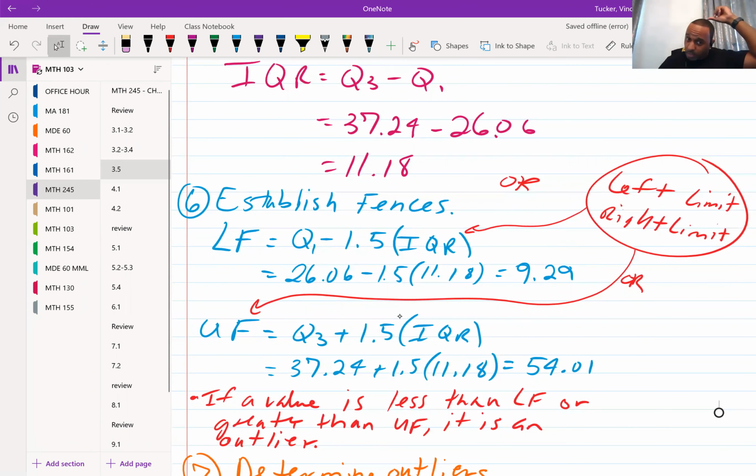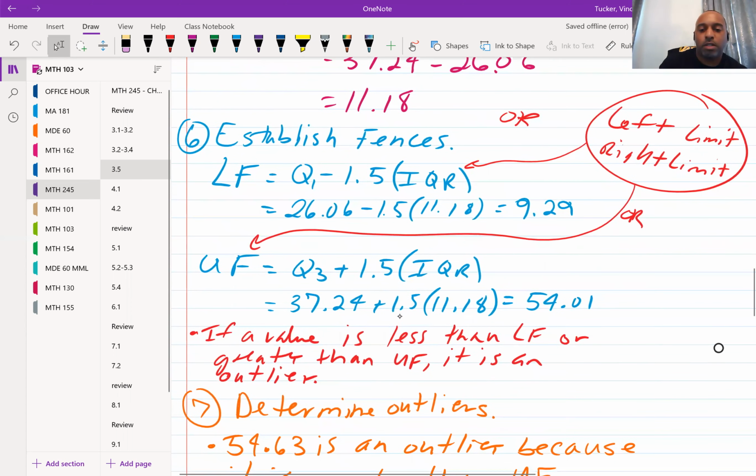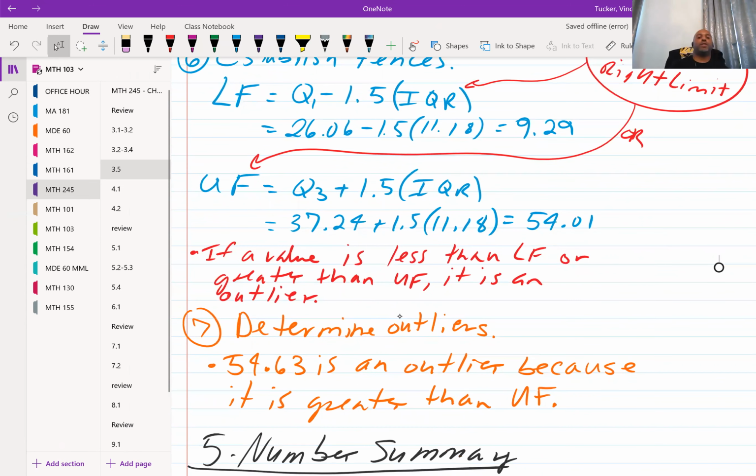And in the red, just establishing, once again, why we find these lower fences and upper fences. If a value is less than the lower fence or greater than the upper fence, it is considered an outlier. And remember, those are the values in your box plot that you will use asterisks for, versus the whiskers connecting to them. All right, are we good? All right, so last up, determine outliers. 54.63 is an outlier because it is greater than that upper fence.